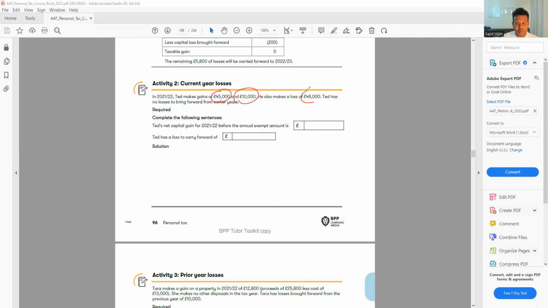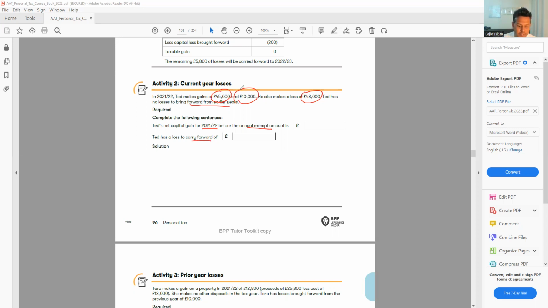Also makes a loss of 48. Ted has no loss brought forward. So there is no loss from the last period. So we have only current year loss. And the question here is the net capital gain 2021-22 before annual exemption. And Ted has a loss carried forward. How much loss will he carry forward? So let's have a look at that.